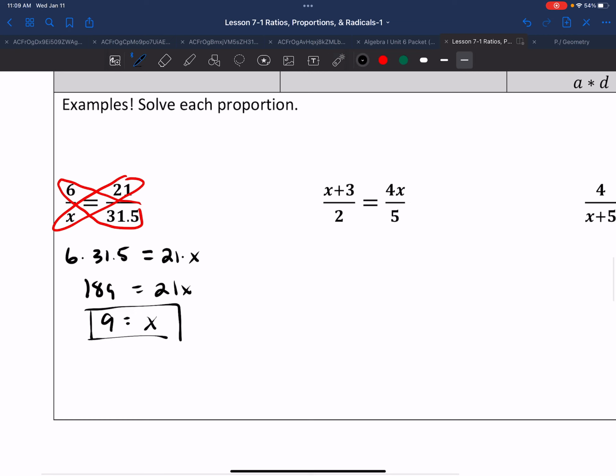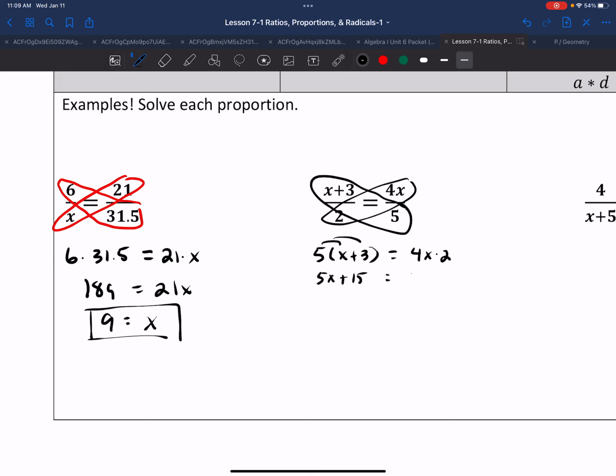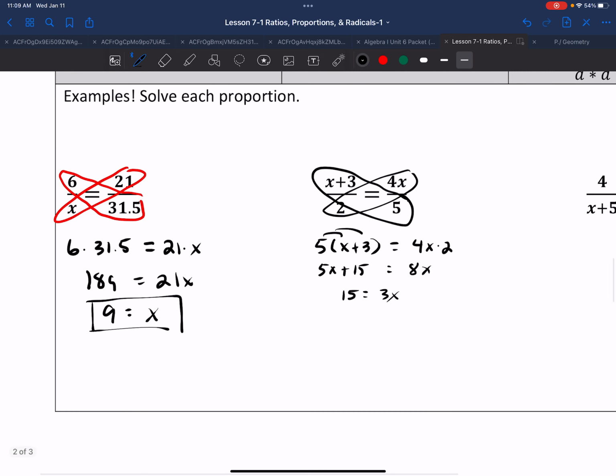Okay, over here, I have x plus 3 over 2, which is equal to 4x over 5. Let's use the butterfly method. So here you have 5 times the quantity x plus 3, and it's very important that you put the parentheses because you have to use the distributive property there. We set that equal to 4x times 2. Then distribute: 5x plus 15, which is equal to 8x. Then I subtract 5x from both sides. So I have 15 equals 3x. And then 5 equals x. This is my answer.